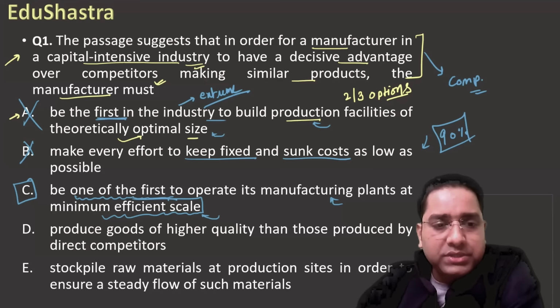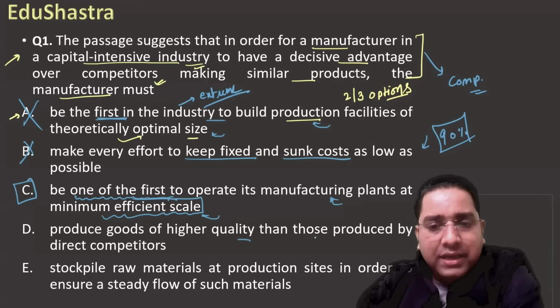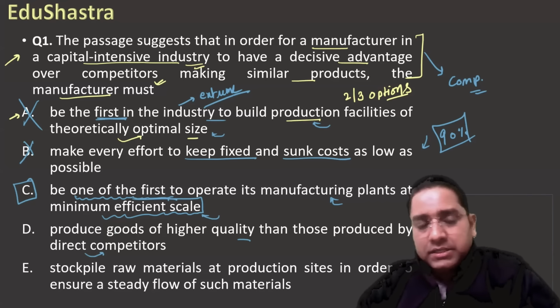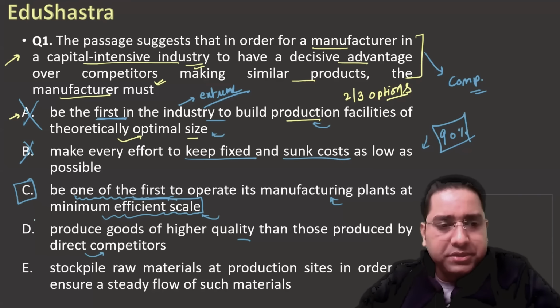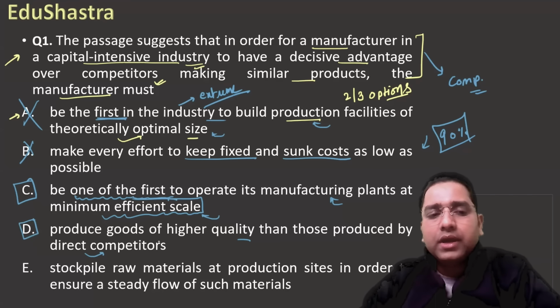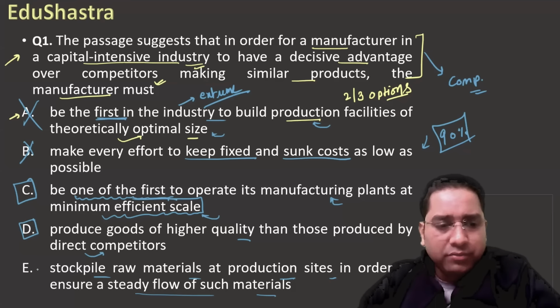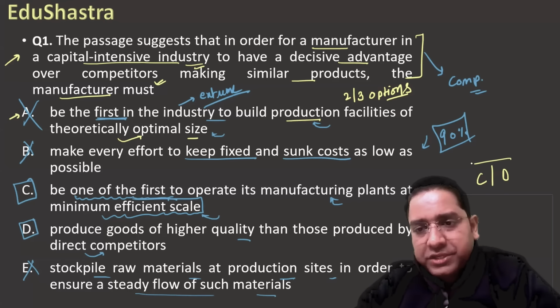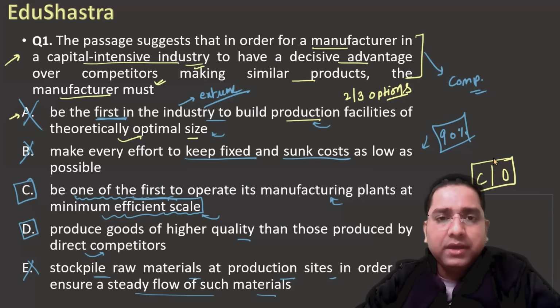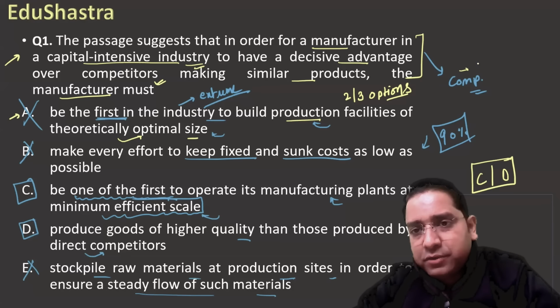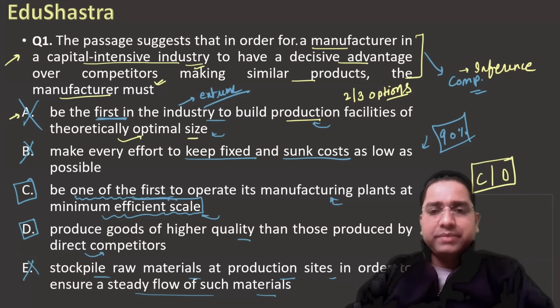Fourth option says produce goods of higher quality than those produced by direct competitors. Can we consider this option? Yes, but this option is not that strong. So let's see. Stockpile raw materials at production sites in order to ensure a steady flow of such material. No, we can rule it out. So out of C and D, which is the best choice you find? Please answer me. And this question was an inference based question. Out of the two, what is the best choice you found here?